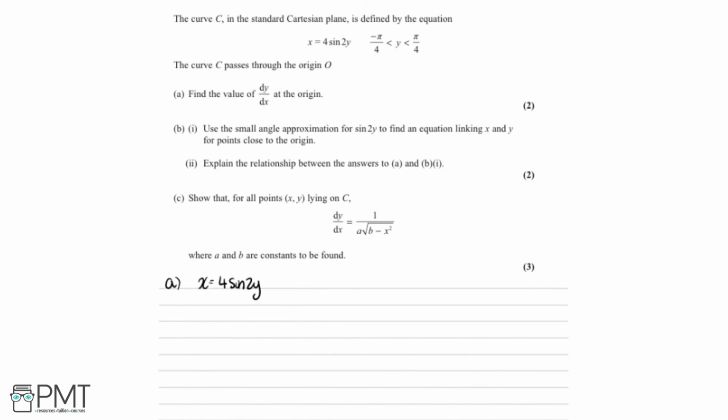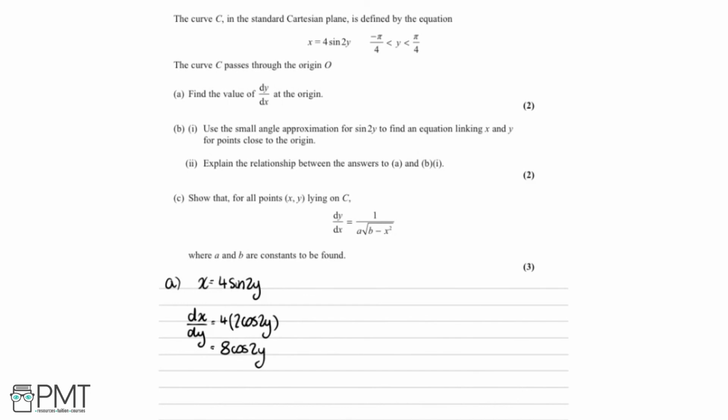And the first thing that I notice is actually we've got x as the subject here instead of y that we'd be used to. So instead of finding dy by dx, we're going to find dx by dy. So we're going to differentiate everything with respect to y. So we're going to get dx by dy equals 4 multiplied by, if we differentiate sine 2y, we'll get 2 cos 2y. So this equals 8 cos 2y.